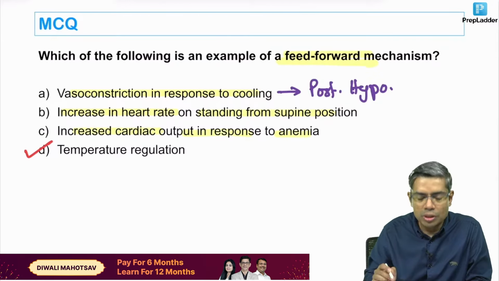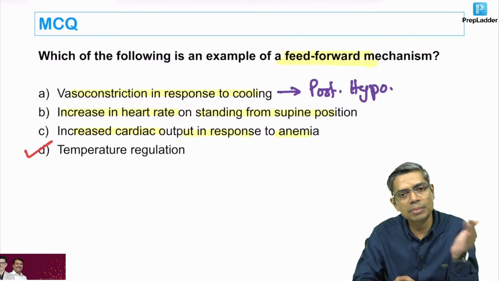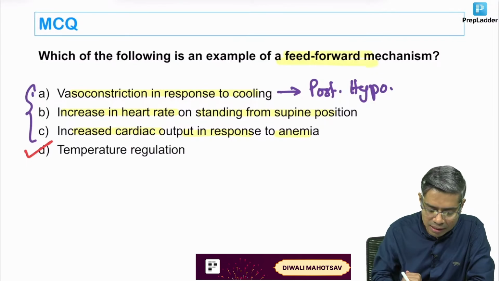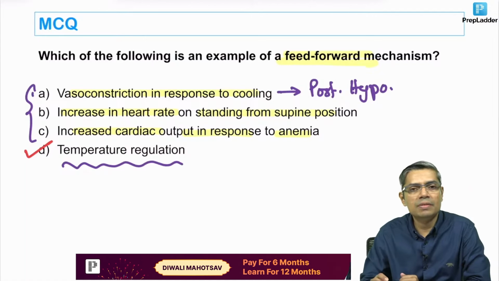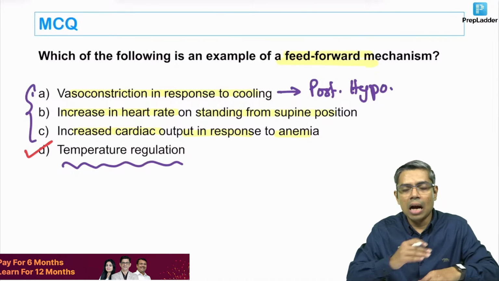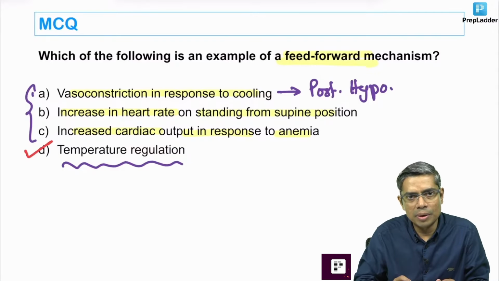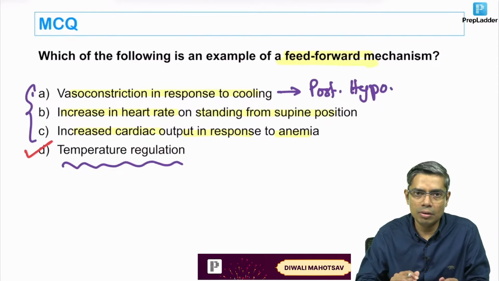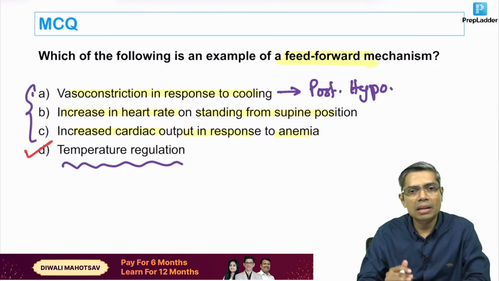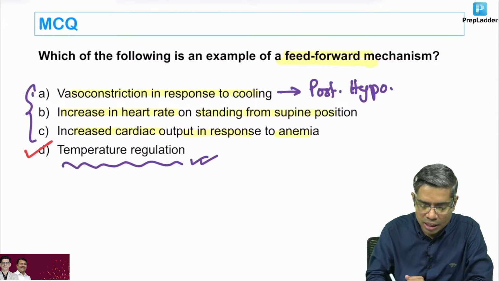Increase in cardiac output in response to anemia. Because of the anemia, there is an increase in cardiac output. Again feedback. So the only example given here that is feed forward is temperature regulation. Whenever there is a decrease in the temperature of your skin, our core body temperature starts rising before the fall of the core body temperature. Even before the fall of the core body temperature, the skin temperature is detected by the hypothalamus, and the hypothalamus tries to increase the core body temperature. So that is a feed forward type of control.